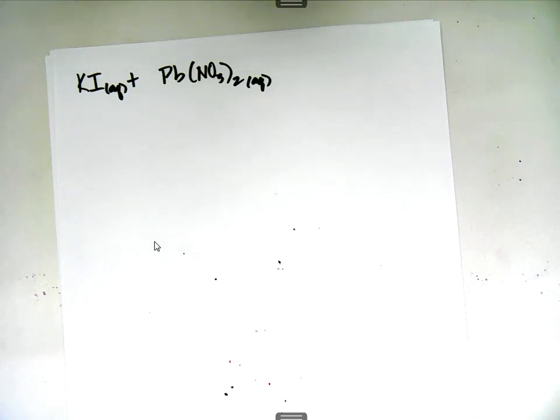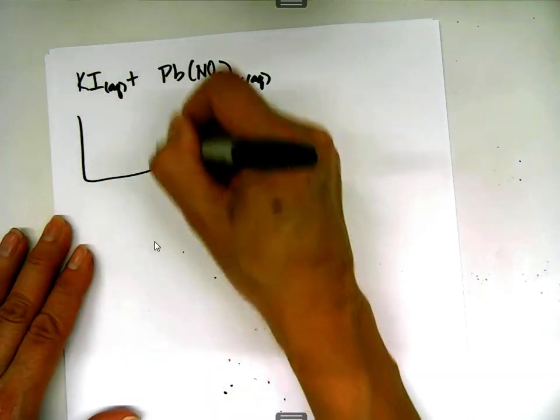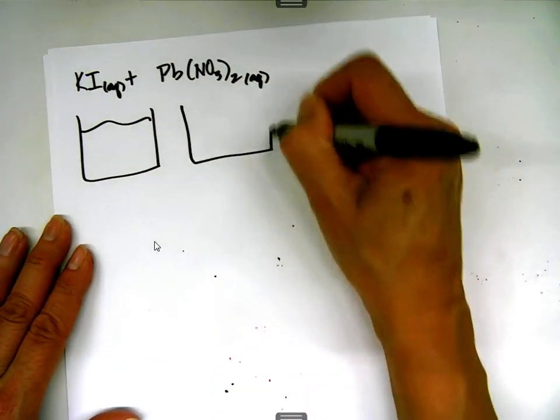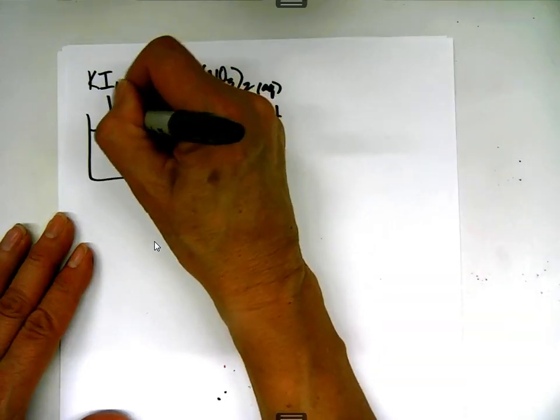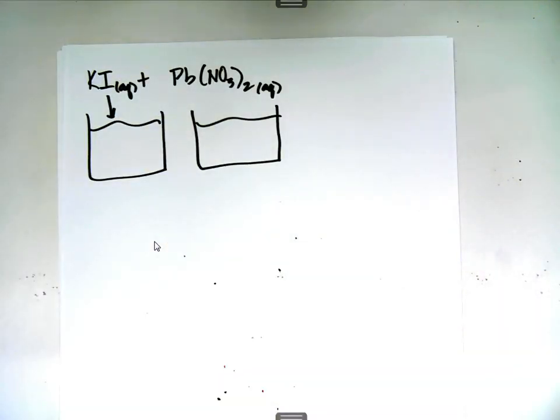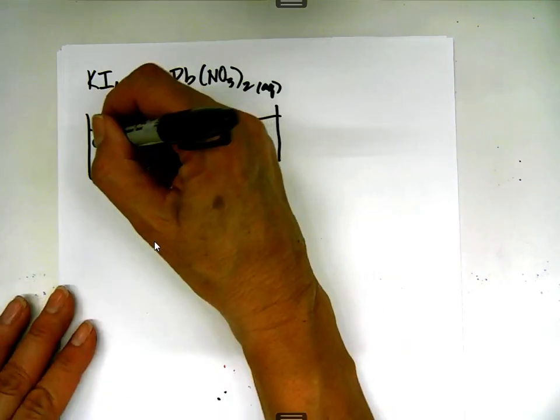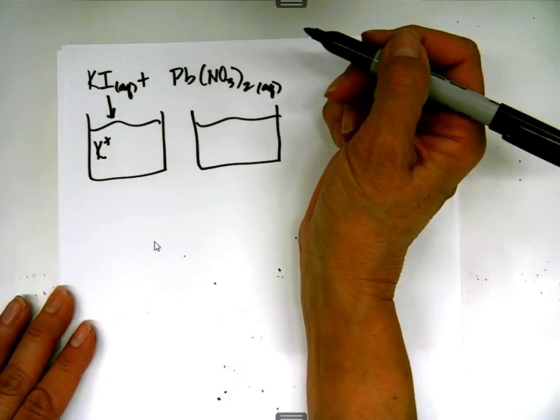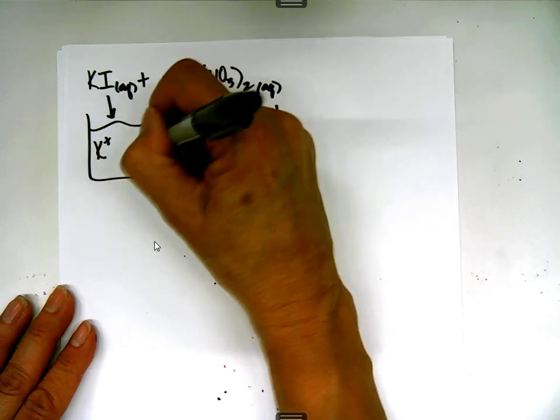All right, I put these in together. Actually, let's talk about what's in them individually. So I have two containers of aqueous solutions. In this container of my aqueous potassium iodide, what kind of ions will I have in the solution? Potassium ions with a +1 charge, and what else? Iodide ions with a -1 charge.